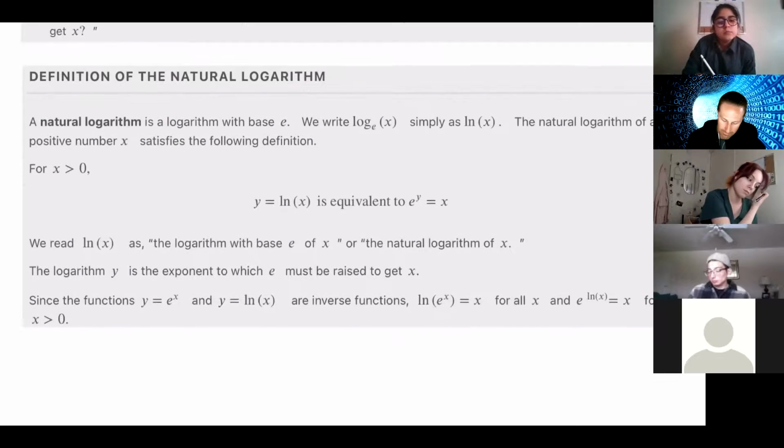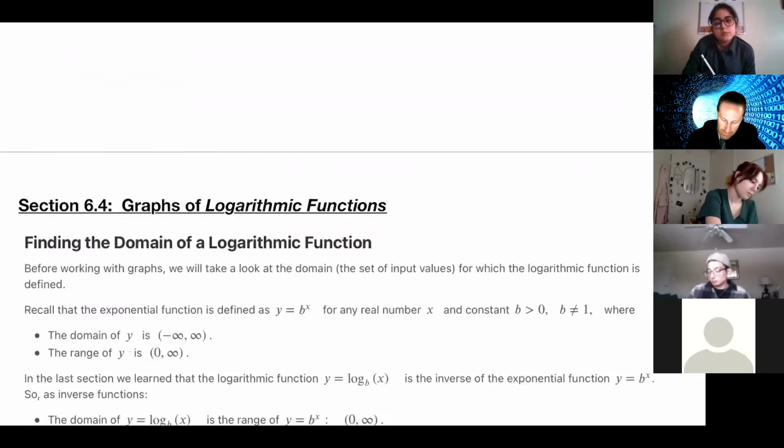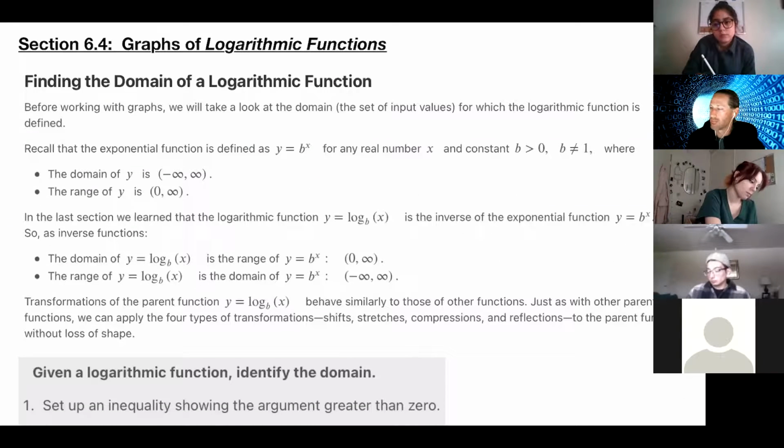All right. So those are our logarithms. Let's talk about how to graph them, and then we'll get into our breakout groups so that you guys can start practicing some of this stuff.